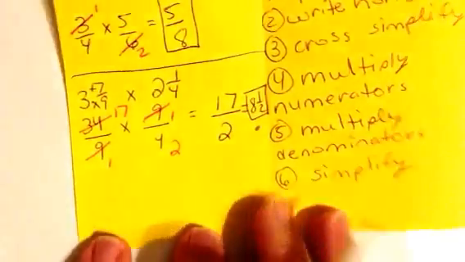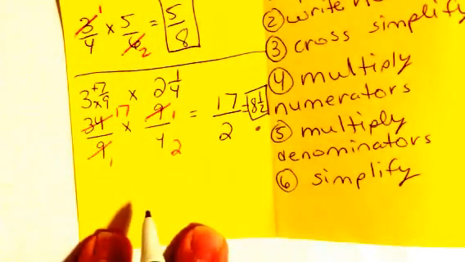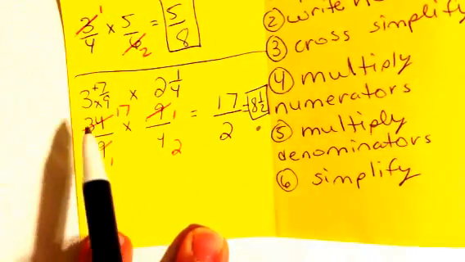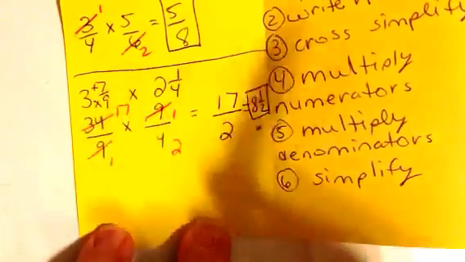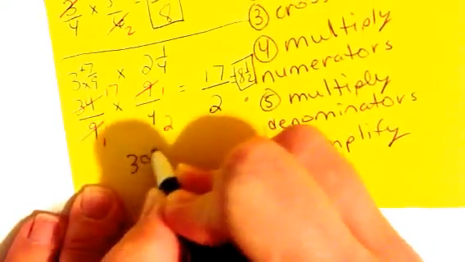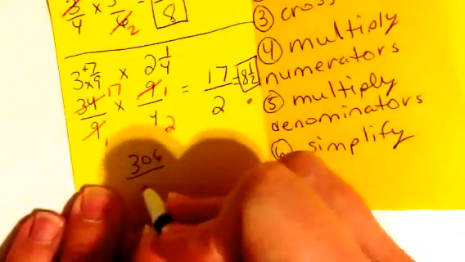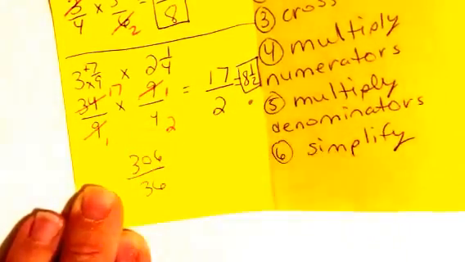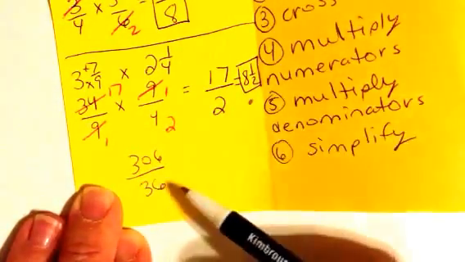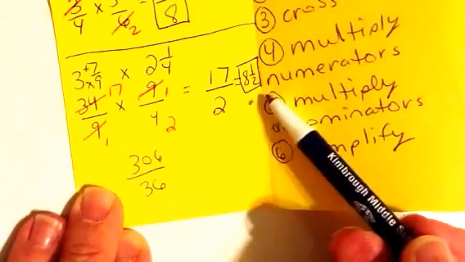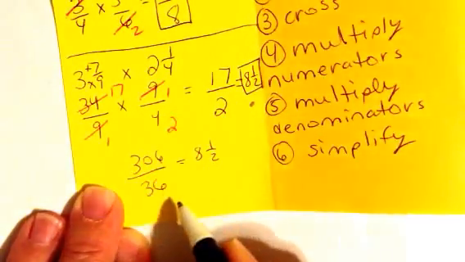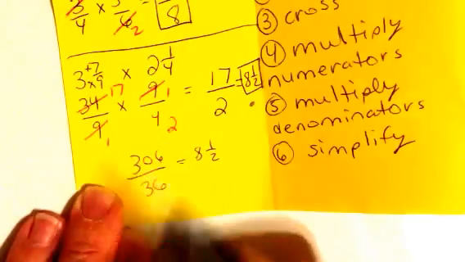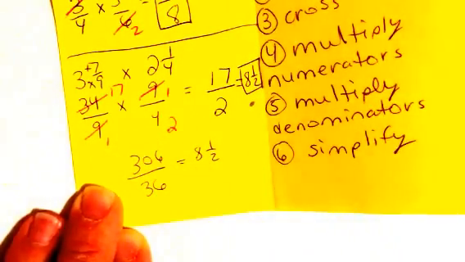All right, if I didn't cross simplify, then I'm going to wind up with 34 times 9, 306, divided by 9 times 4, which is 36. And then I'm going to have to simplify. I'm still going to wind up getting the 8.5, but you can see I'm working with much bigger numbers. So it's easier to simplify as I'm multiplying.